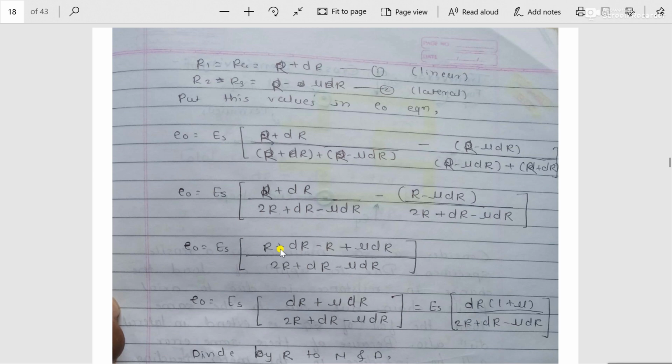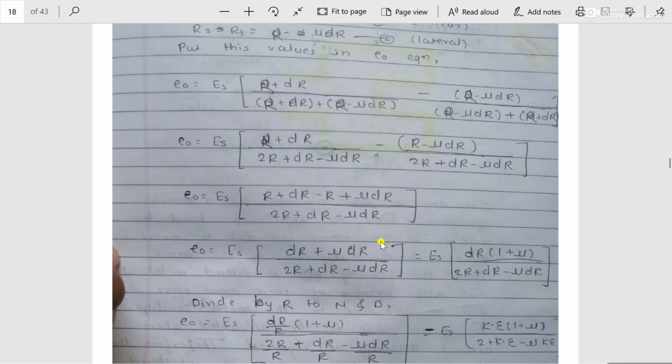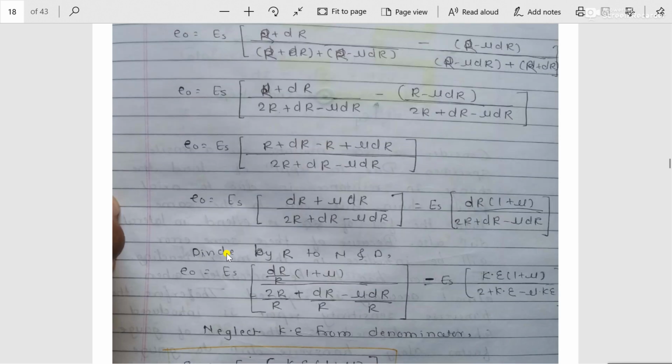Therefore R plus delta R as it is, this minus sign as it is. If I give this minus inside the bracket, here minus R as it is, and this minus and this minus become plus, therefore plus mu into delta R. Then in the next step, this plus R minus R gets cancelled. Only the equation becomes E0 is equal to Es in bracket delta R plus mu into delta R divided by 2R plus delta R minus mu into delta R, this denominator I have written as it is, bracket complete.